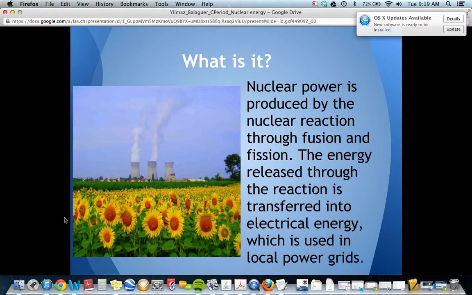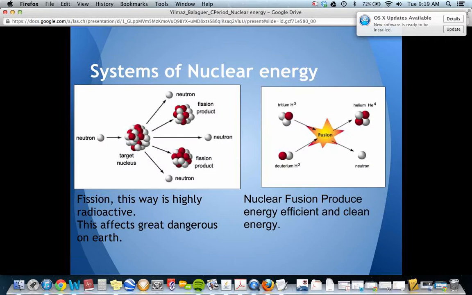There are two processes, and the energy released through the reaction is transferred to electrical energy, which is used in local and power grids. And then Efe is going to explain fusion and fission.